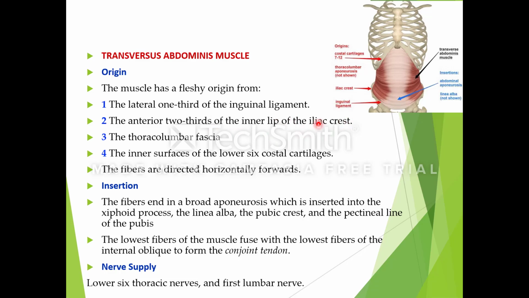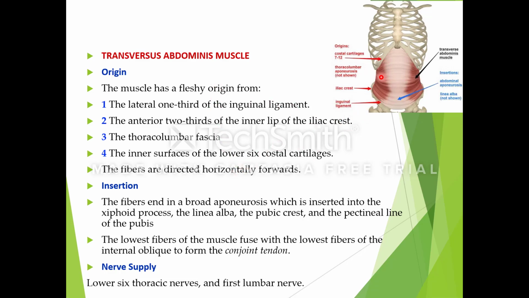That is, the iliac crest has an outer lip, the intermediate area, and the inner lip. So to the outer lip, the external oblique muscle is attached, to the intermediate area, the internal oblique muscle is originating, and to the inner lip of the iliac crest, the transversus abdominis muscle is originating. So this is the inner lip of the iliac crest. Then the thoracolumbar fascia and the inner surfaces of the lower 6 costal cartilages. They are originating from all these structures.